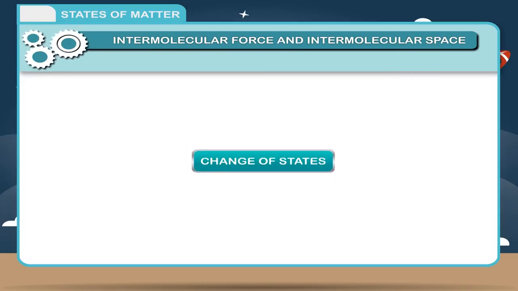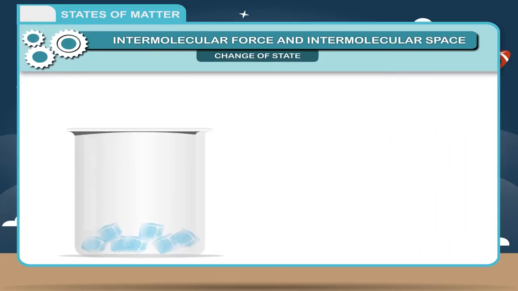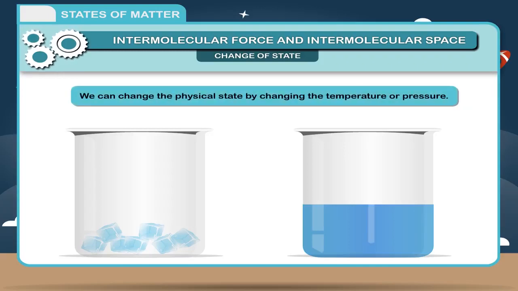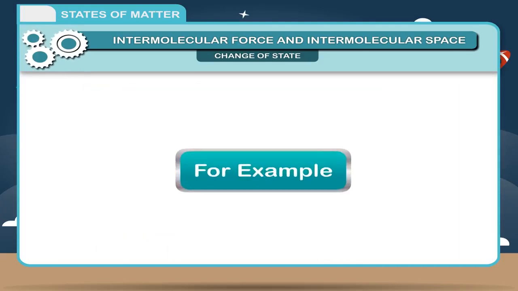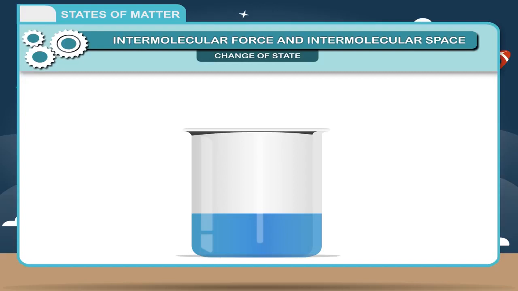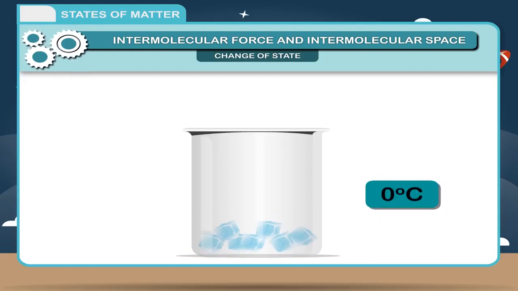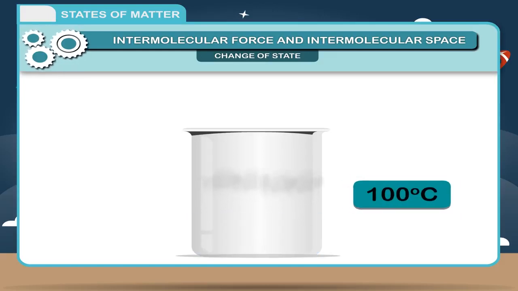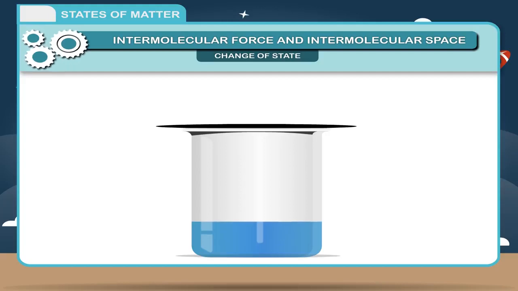Change of states: matter can be changed from one state to another. A substance can exist in any of the physical states. We can change the physical state by changing the temperature or pressure. For example, water can be changed from liquid to solid ice at 0 degrees Celsius and from liquid to gaseous state at 100 degrees Celsius. The process can also be reversed. If we cool steam, we get water which on further cooling changes to ice.